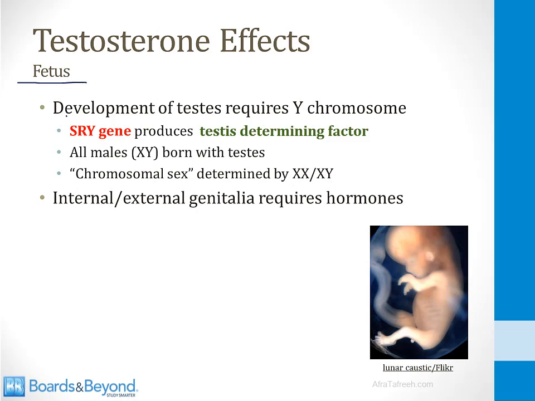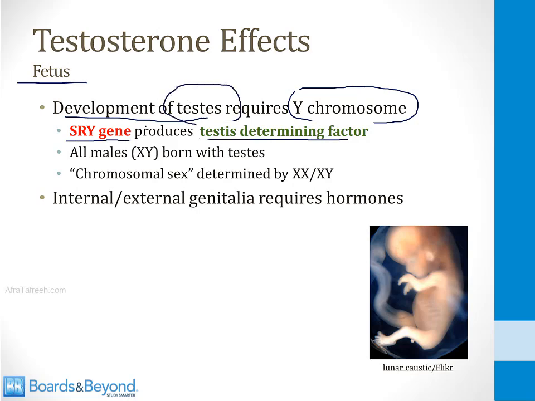So the first thing you should know is that the development of the testes requires a functioning Y chromosome. The Y chromosome contains a gene called the SRY gene, which produces testis determining factor, and this drives growth of the testes. So all males who are XY, assuming their Y chromosome is functioning, will be born with testes, and the Y chromosome is what determines their chromosomal sex. You are either XX, female, or XY based on your chromosomes. The growth of your internal and external genitalia, however, requires hormones, so it's possible for you to have a Y chromosome and testes, but to not have normal male genitalia.